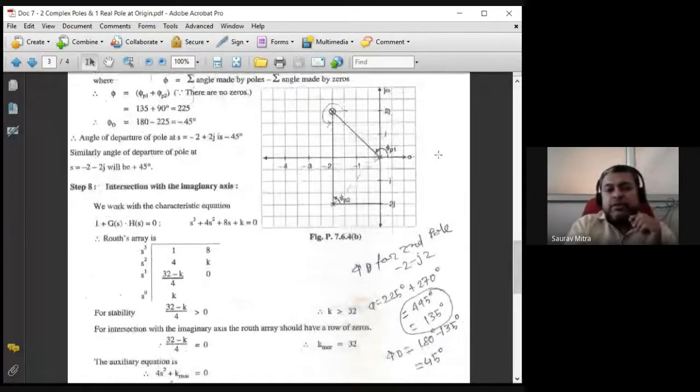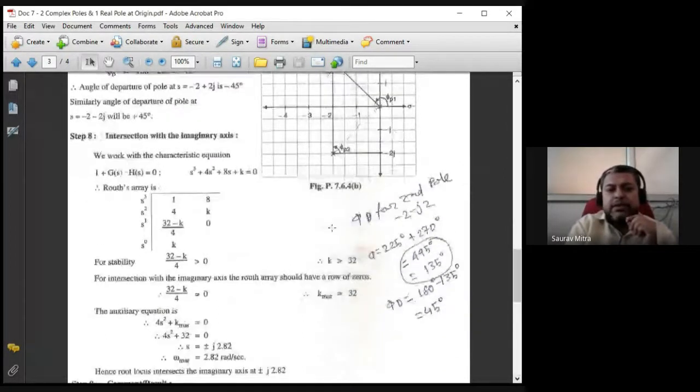So what we have found out so far is sigma c is at minus 1.33. There will be 3 asymptotic angles. Both breakaway points are invalid, so there is no breakaway point for this case. Angle of departure for minus 2 plus 2j is minus 45 degree. Angle of departure for minus 2 minus 2j is equal to plus 45 degree. So all these things we know. Now the last two things remain, which we will find by the Routh-Hurwitz criteria.